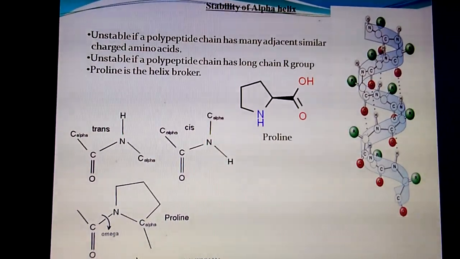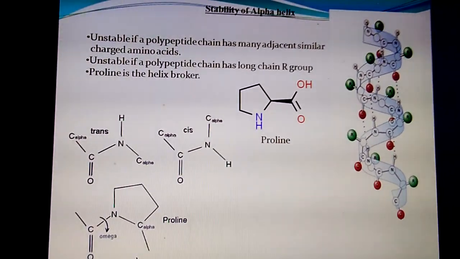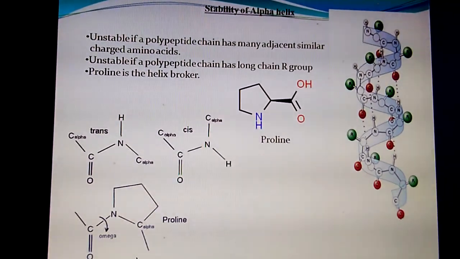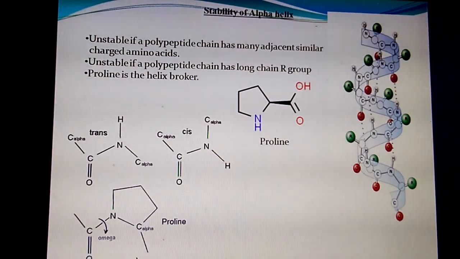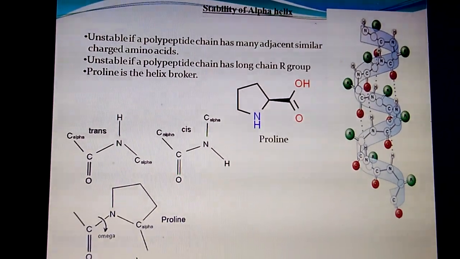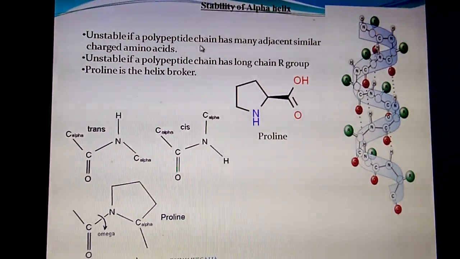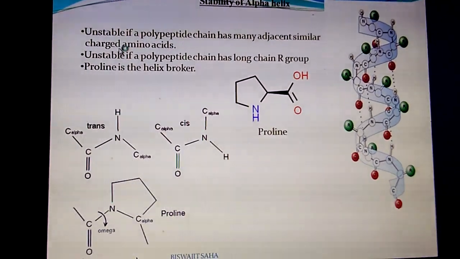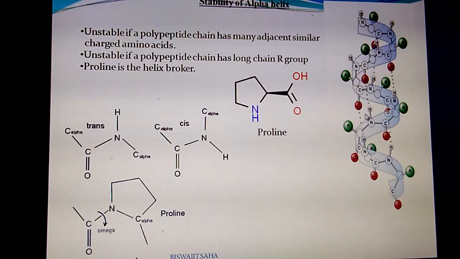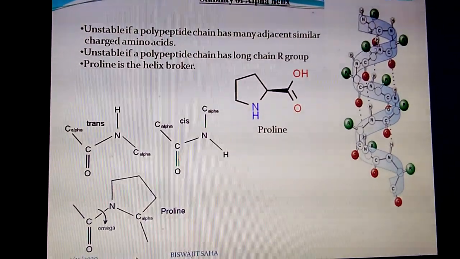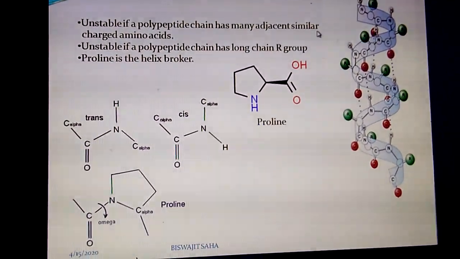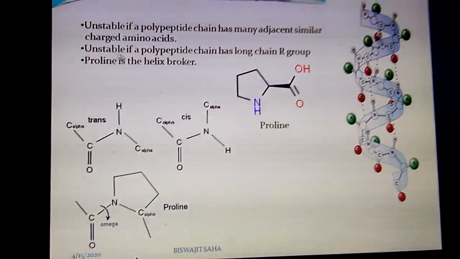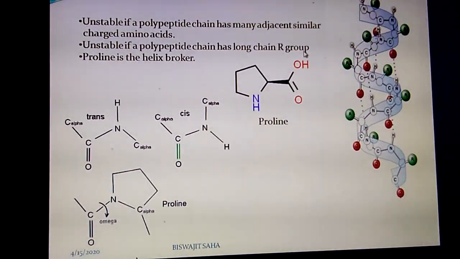In that case, they will not form an alpha helix at pH 7 because of the strong repulsion between the negatively charged groups or the positively charged groups, which is sufficient to overcome the stabilizing effect of hydrogen bonds on the alpha helix. So that is why it is unstable if the polypeptide chain has many adjacent similar charged amino acids. That means if it is made up of glutamic acid, it will not be able to form a strong hydrogen-bonded alpha helix, or if it is made up of lysine, it will not be able to form the alpha helix. Simultaneously, it is unstable if a polypeptide chain has long-chain R groups.